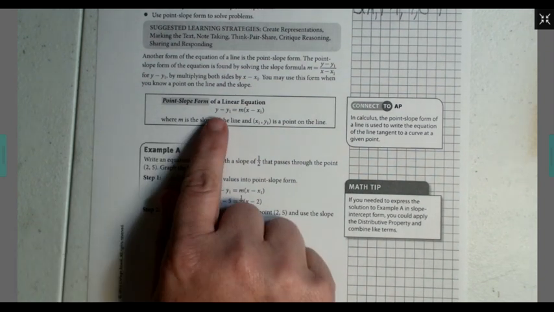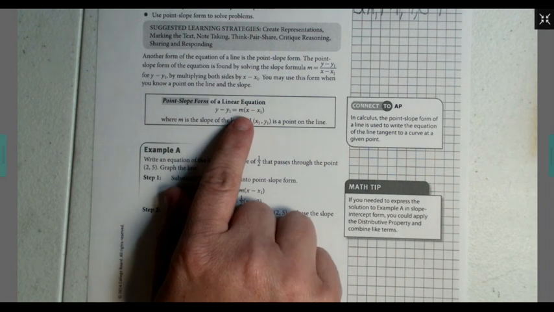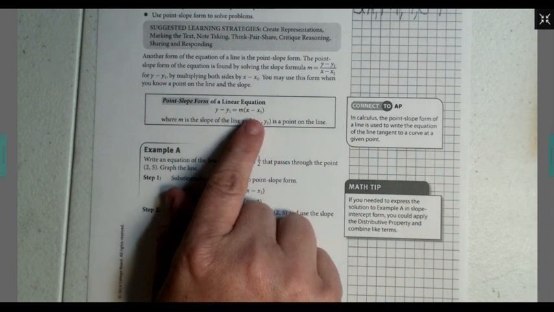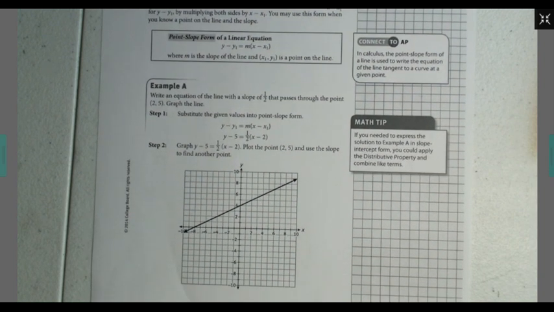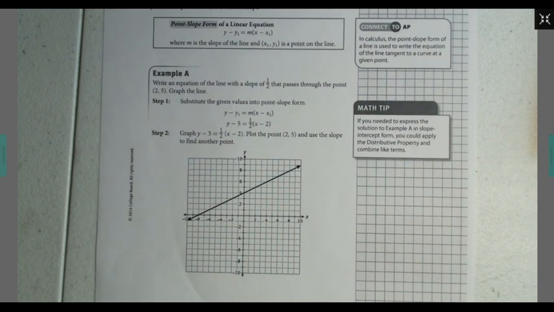Point-slope form of a linear equation looks like y minus y1 equals m parentheses x minus x1, where m is the slope of the line and x1, y1 is the point on the line. Example A states, write an equation of the line with a slope of 1 over 2 that passes through the point 2, 5, and then graph the line.